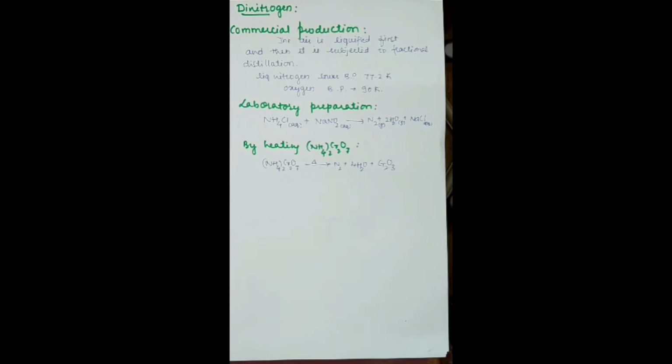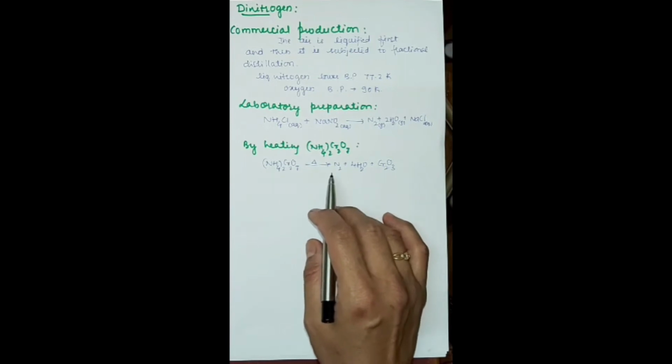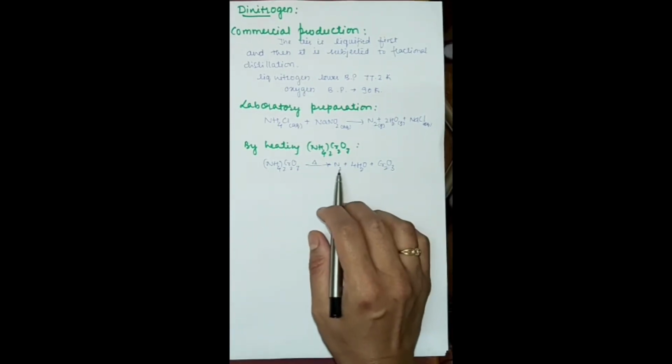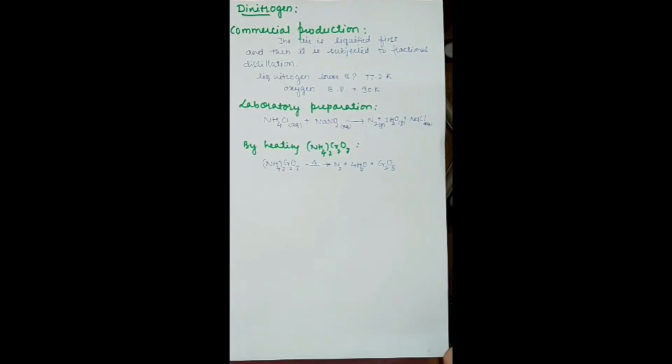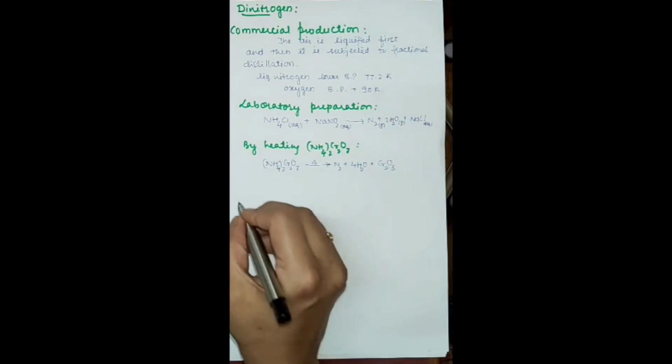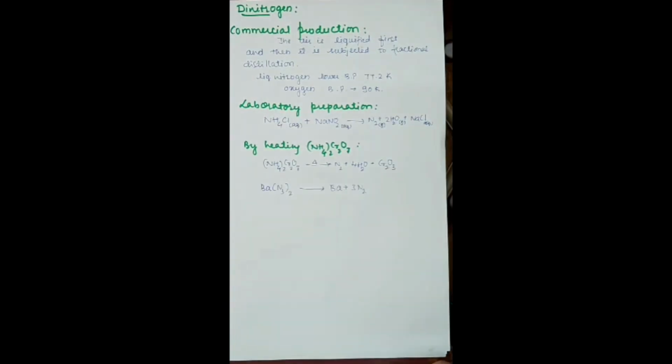We can get nitrogen by heating ammonium dichromate. By strong heating, ammonium dichromate decomposes to give you nitrogen. And one more method is decomposition of sodium or barium azide. In this case, we get very pure nitrogen by the thermal decomposition of sodium or barium azide. So these are a few methods of preparation of nitrogen.